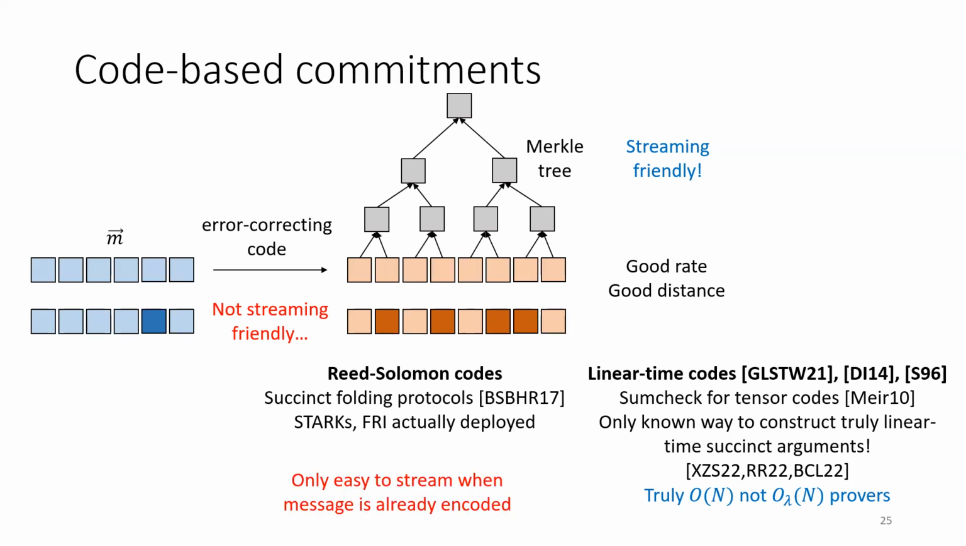And this is bad news because these succinct folding protocols for Reed-Solomon codes and this sum-check for tensor codes are probably only easy to stream, or only have good space efficient properties, if you're already working with an encoding of the message and not starting with the original message. So this seems like bad news for these code-based commitments.